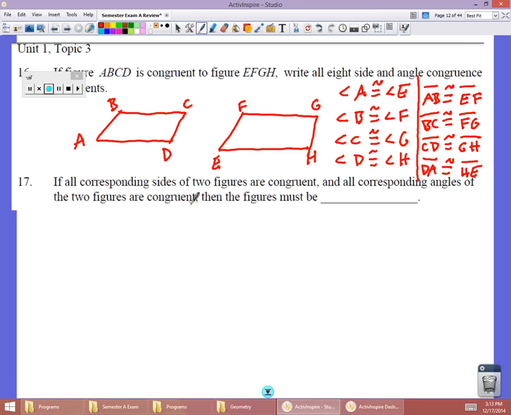Okay, moving on to problem number 17. It says if all corresponding sides of 2 figures are congruent and all corresponding angles of the 2 figures are congruent, then the figures must be, well, if the sides are congruent and the angles are congruent, then the figures themselves must be congruent.